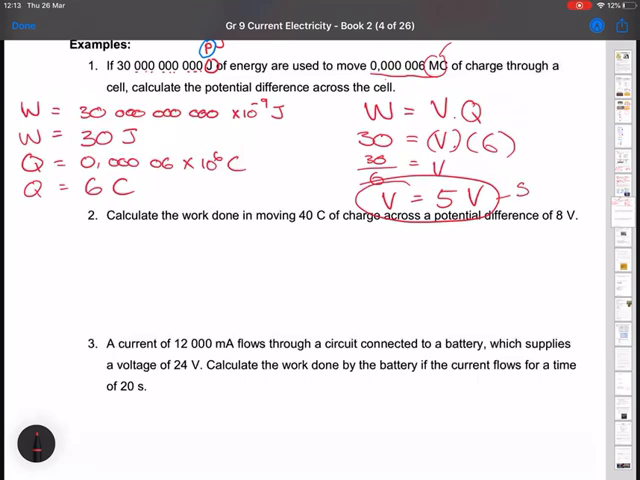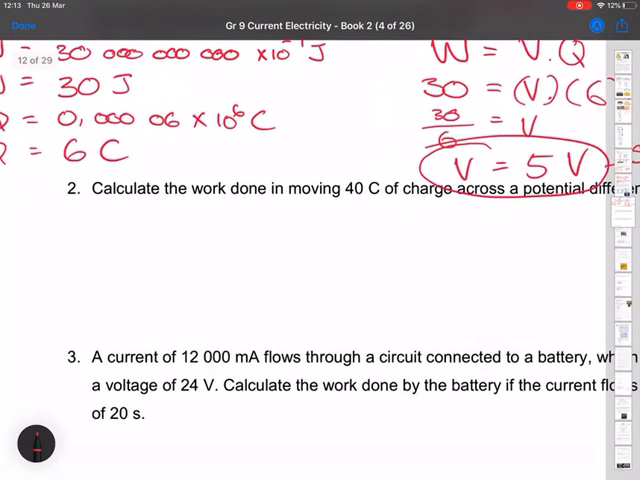I just want to make a little note here that if you're working in scientific notation and your calculator tells you that your final answer is 5,00 times 10 to the 0 volts, that's fine as well, because 5 times 10 to the 0 is just 5. Anything to the power of 0 is in fact 1. So 5 times 1 is 5. Okay, let's go through 2, 3, and 4.